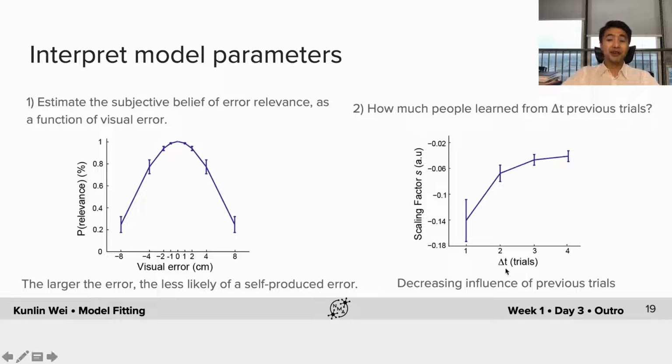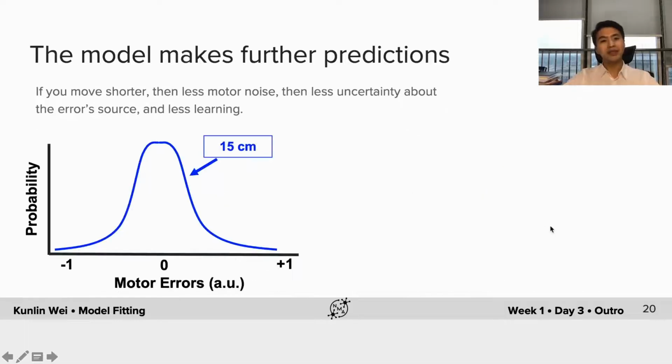So as we can see, there is a decreasing influence of previous trials. This is exactly what you expected from the data, right? People learn less from the history, but people learn the most from the immediately before trial. So our model parameter captures this trend. All right, we don't stop here.